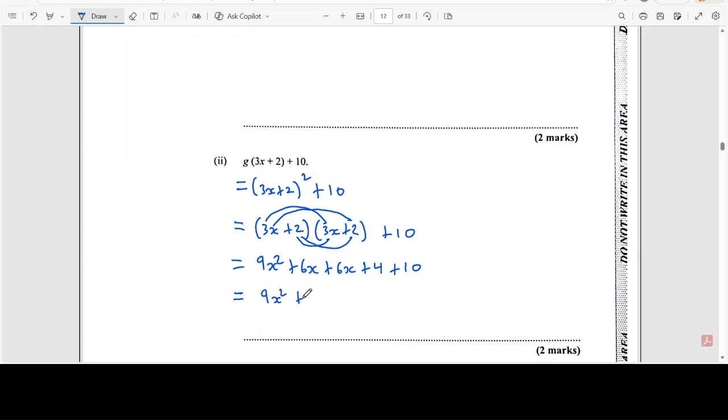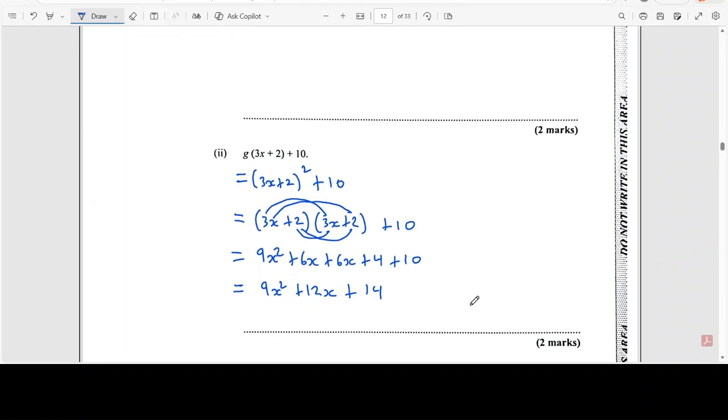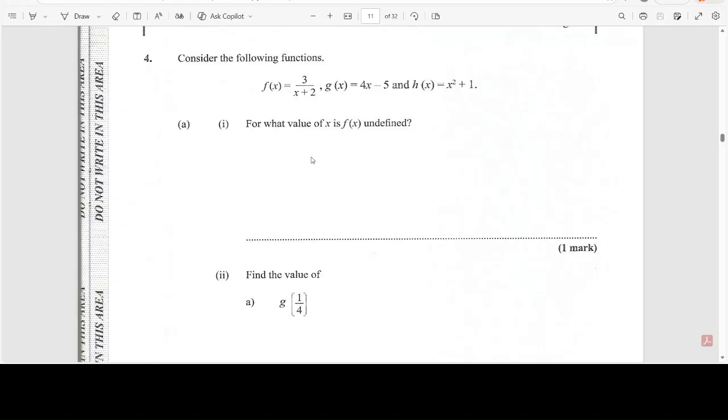6x and 6x is 12x. 4 and 10 is 14. Right? That was 2024. Right. So May, June 2023. Question 4.